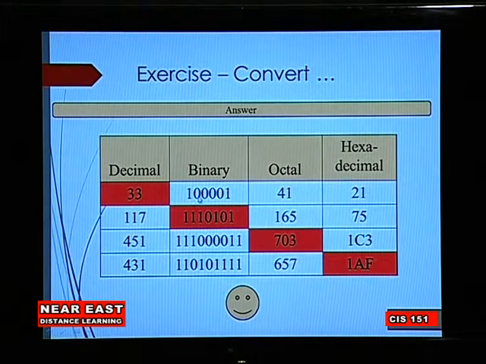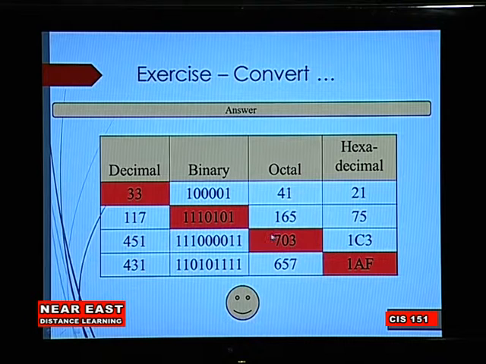So the answers will be as follows. We convert 33 to binary, which is 100001, octal, 33 in octal is 41, and hexadecimal 21. For this binary number, the result is 117 in decimal 165 in octal, and 75 in hexadecimal.